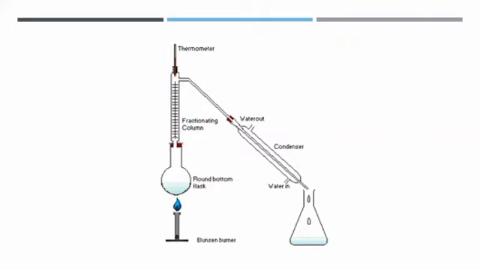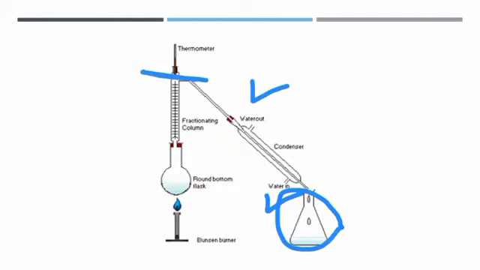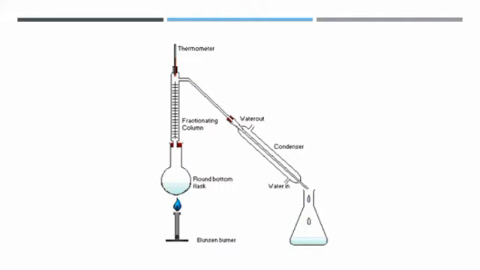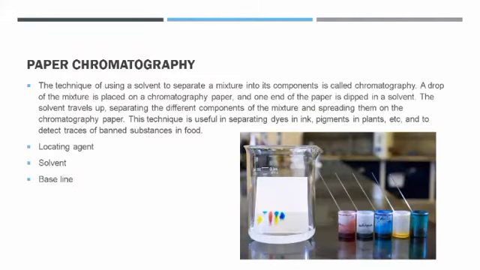Again, we have the condenser here, water in from the bottom, water out from the top. We have this flask over here that has no cork. Once again, the thermometer does not touch the liquid, and there is a cork over here to prevent the escaping of your vapors. Now, paper chromatography, that's another technique that is very popular in your exams.